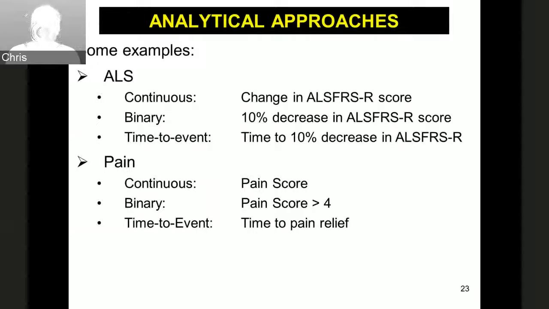Or you could treat it as binary data. Maybe you look at whether, over the treatment period, the subject had a 10% decrease in their ALS-FRS-R score from baseline or not. That would define each subject as a success or not. Or you could define it as a time-to-event endpoint, where you would look at the time it took each subject to achieve a 10% decrease in ALS-FRS. They'd be censored, obviously, if they did not over the course of the study. So each of these takes the same basic endpoint, but looks at it in different ways. And because it's a different way of looking at it, each of these is going to have different required sample sizes for a specified effect of interest.